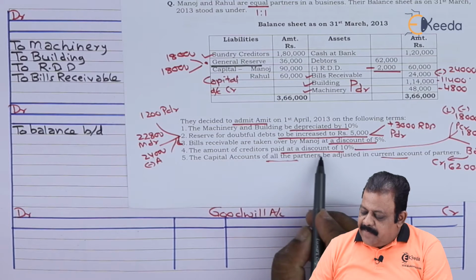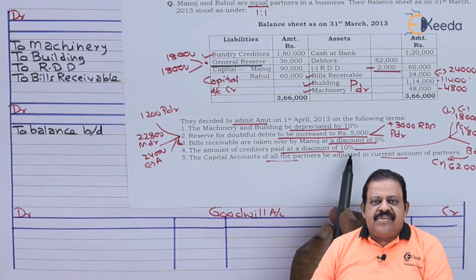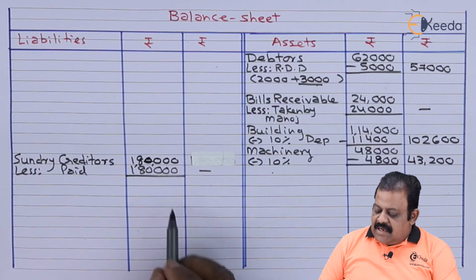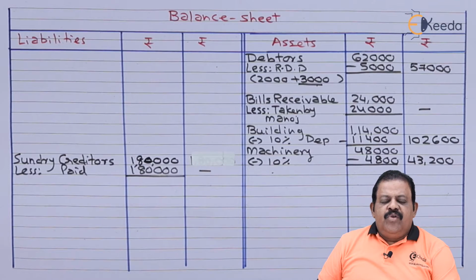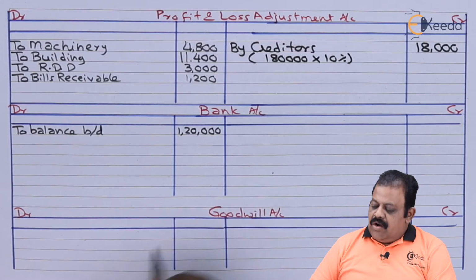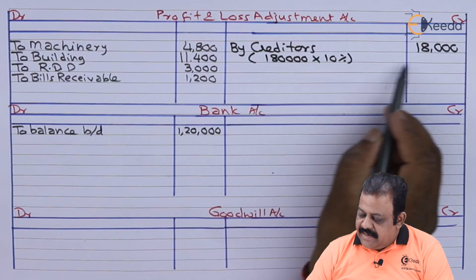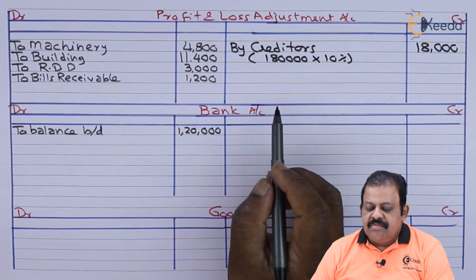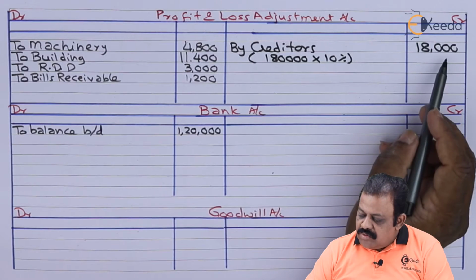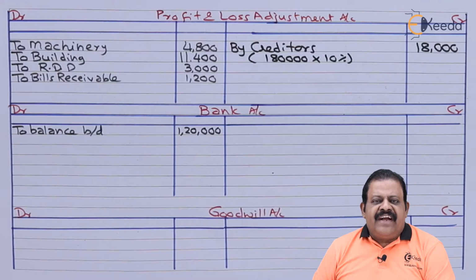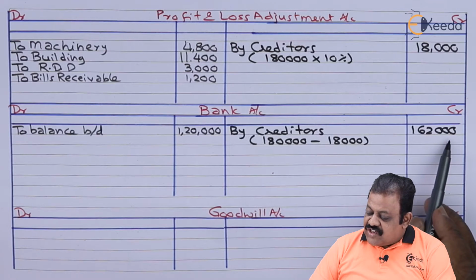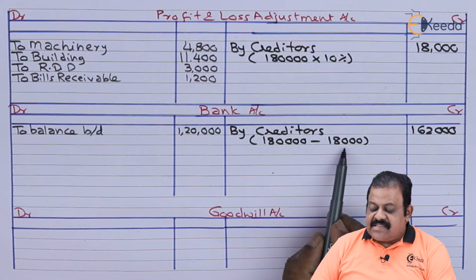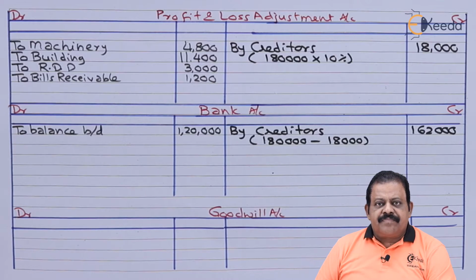Amount of creditors paid at a discount of 10%. Creditors are 1,80,000. They are paid and settled. So the new balance sheet will not have creditors. Profit and loss adjustment account credit by creditors 18,000. This is the discount received on payment of creditors. Creditors paid 1,62,000 after adjusting the discount of 18,000.